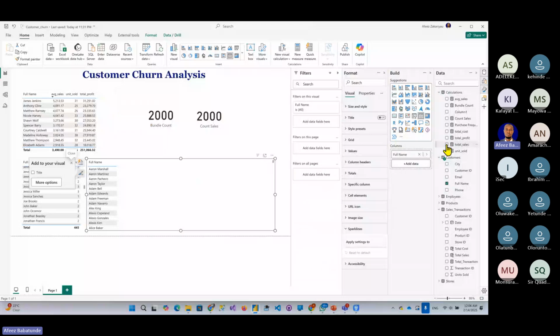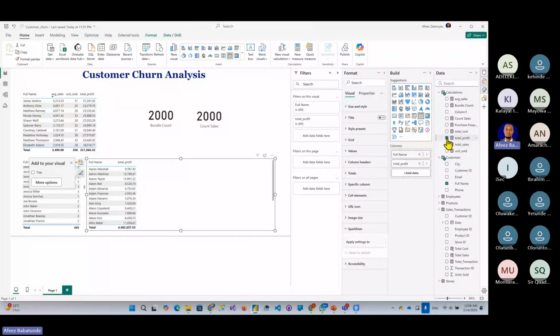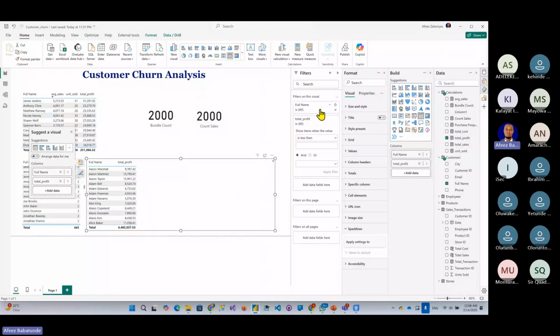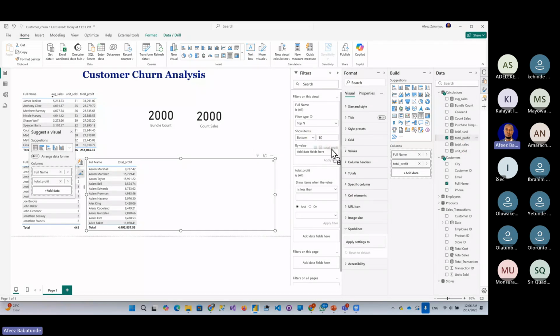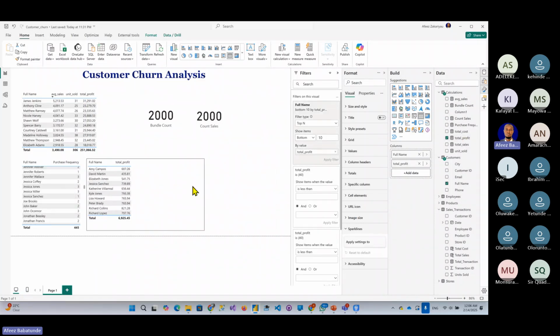Maybe you want to see bottom customers by profit. You can go on top, basic filtering, and you change this top to bottom 10 customers by total profit. So you apply. From all these 10 customers, you are making the least profit.